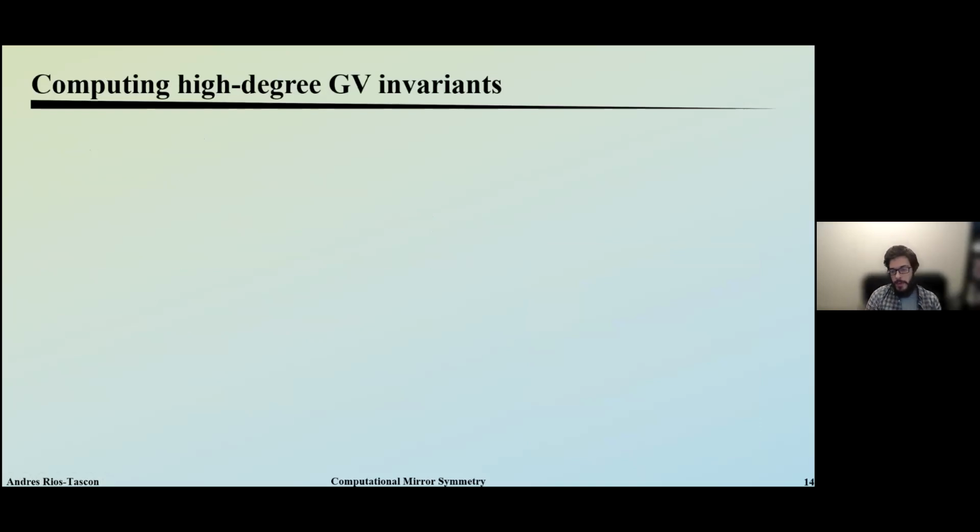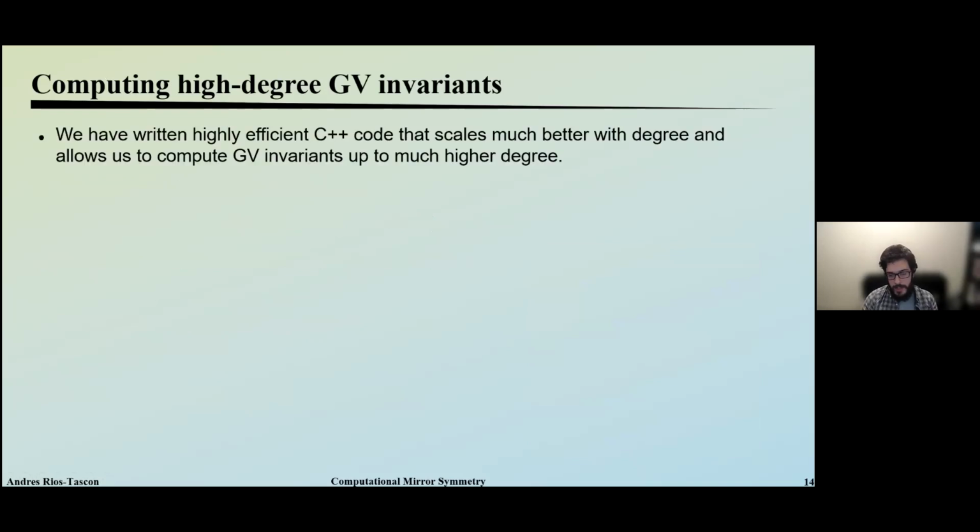Now let's talk about computing high degree GV invariants. We moved away from Mathematica. We wrote all of our code in C++ and we made everything much more efficient, so it scales much, much better with degree.